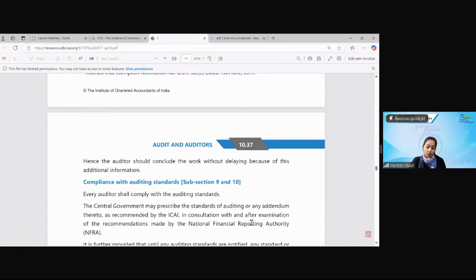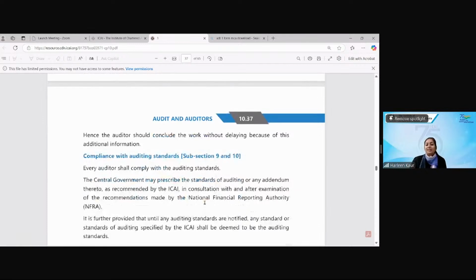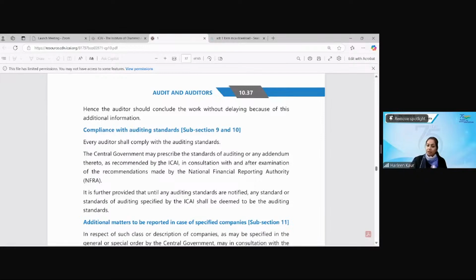And if any matter in the audit report is negative or a qualification, do you need to state the reasons for that? Subsection 4 says, yes, we need to state the reasons for that. Now, subsections 9 and 10 tell you about compliance with the auditing standards. Every auditor shall comply with the auditing standards. The Central Government has prescribed the auditing standards on the recommendation given by ICAI and also the recommendation made by the NFRA. Just as an accountant will comply with accounting standards while making his accounts, the auditor shall comply with the auditing standards, given by our own ICAI, with the recommendation given after the examination of the recommendation given by NFRA, that is National Financial Reporting Authority.